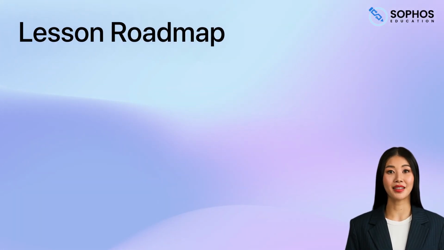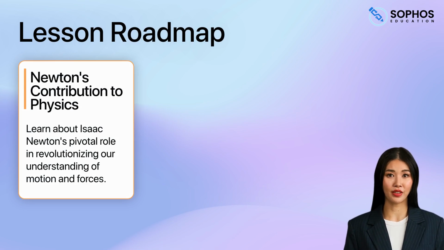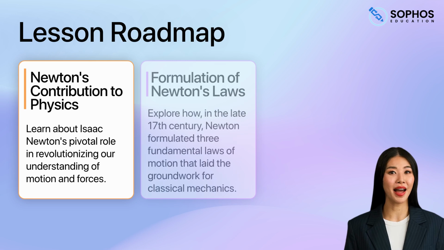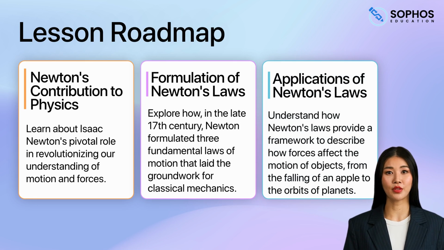Specifically, we will begin by learning about Isaac Newton's pivotal role in revolutionizing our understanding of motion and forces. We will explore how, in the late 17th century, Newton formulated three fundamental laws of motion that laid the groundwork for classical mechanics. Finally, we will understand how Newton's laws provide a framework to describe how forces affect the motion of objects, from the falling of an apple to the orbits of planets.